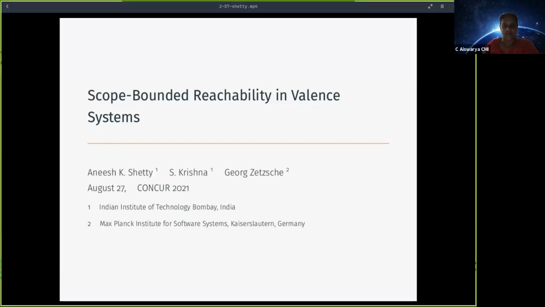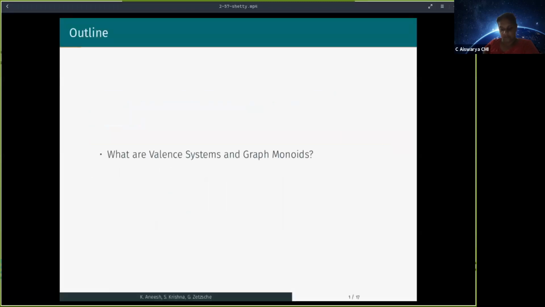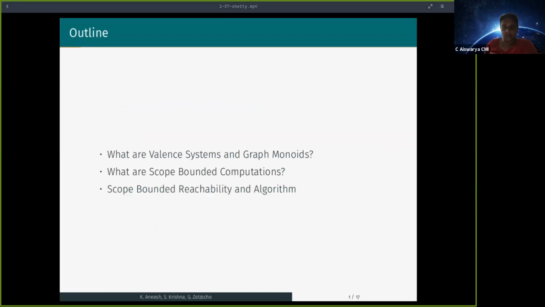Hi everyone, I am Anish and welcome to our talk on scope-bounded reachability in valence systems. We will first describe what valence systems and graph monoids are. Next, we will motivate our definition for scope-bounded computations in valence systems. Finally, we will state our scope-bounded reachability problem in valence systems and describe our algorithm and a brief overview of its proof.